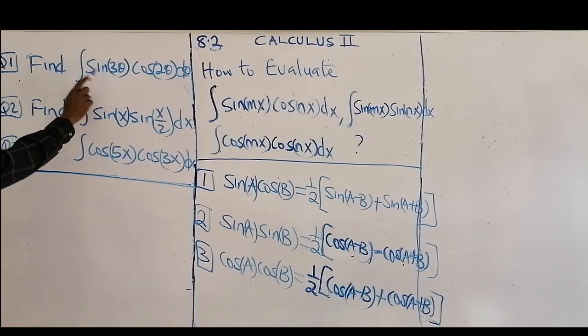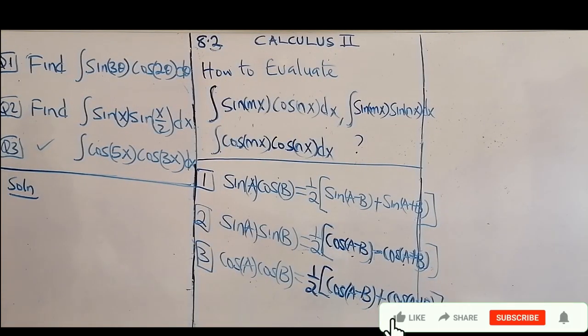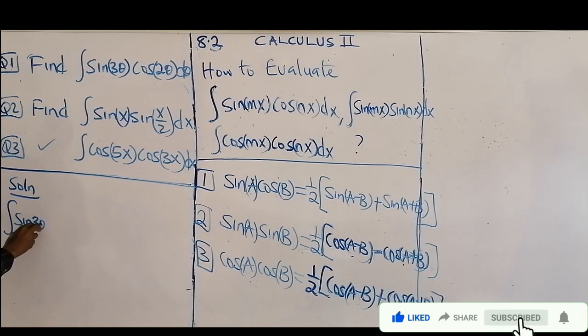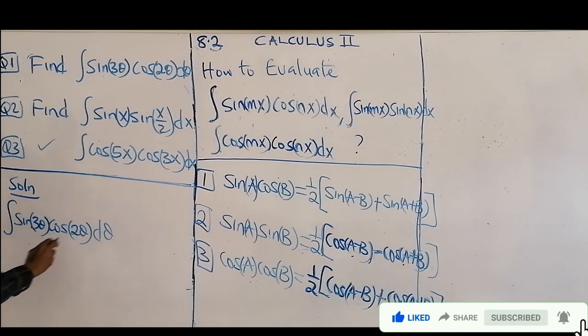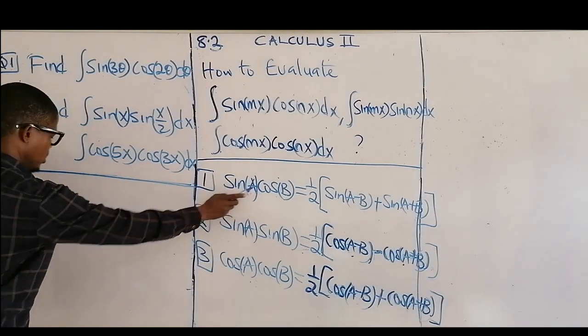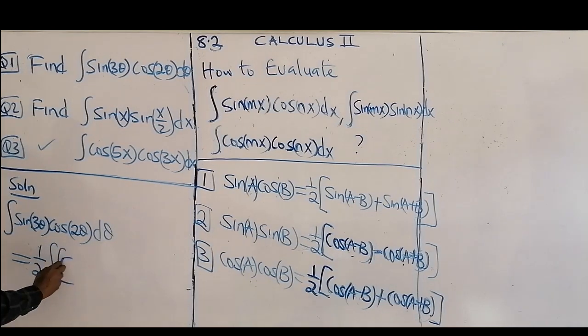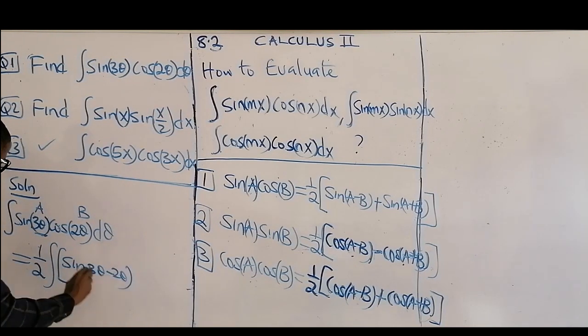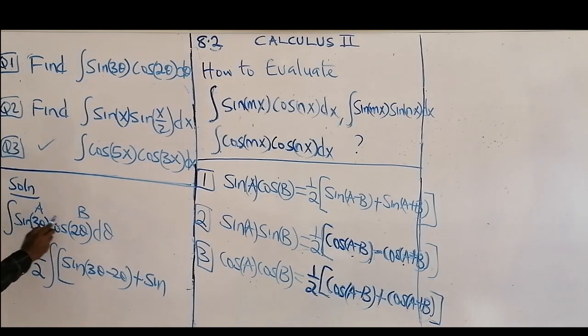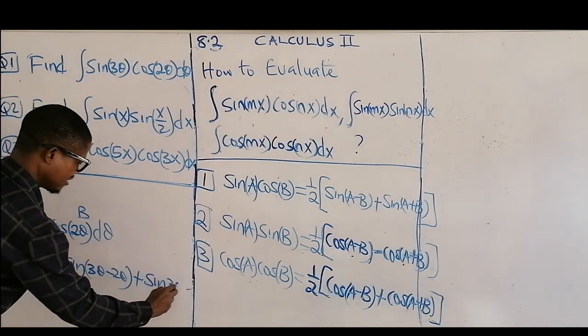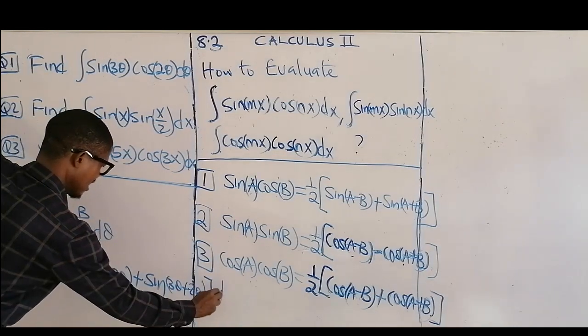For the first question, let's see the solution to question number one. The integral of sin 3θ cos 2θ dθ is a product of sine and cosine, which is the first case. That gives half, which you can take outside, times the integral of sin(A minus B), where A is 3θ and B is 2θ, so 3θ minus 2θ, plus sin(A plus B), 3θ plus 2θ, dθ.